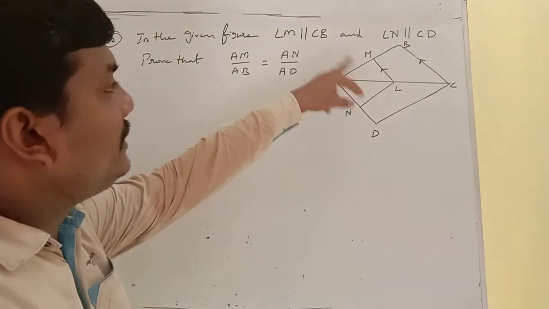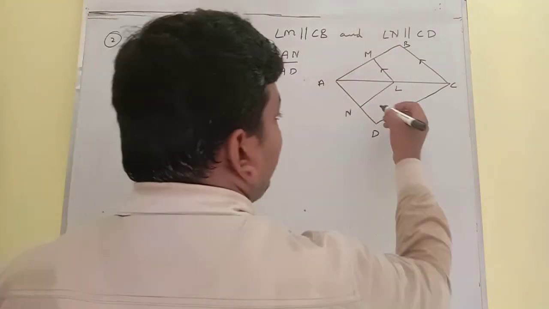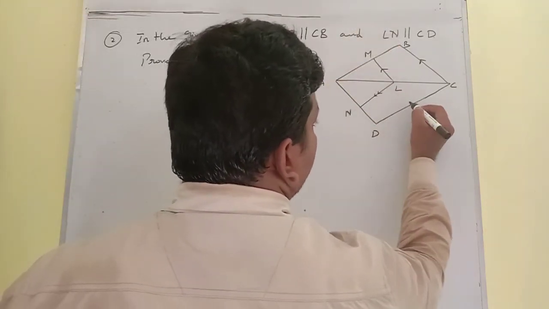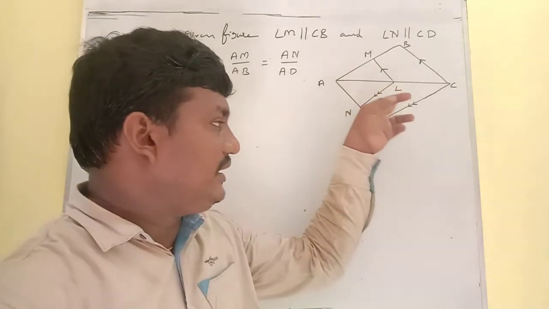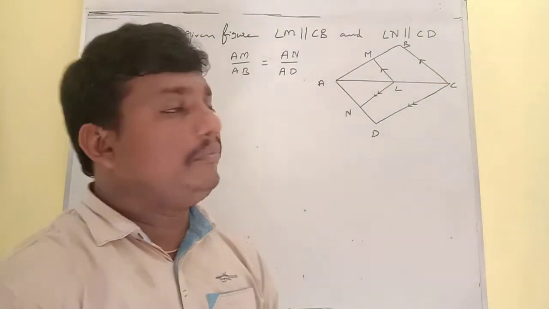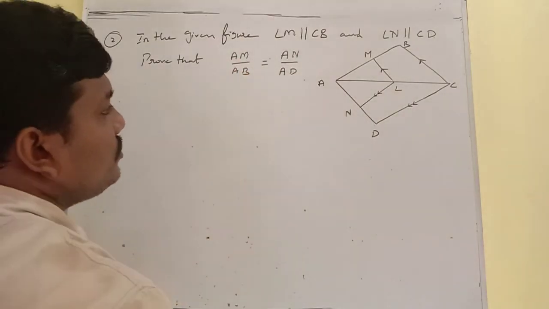So LM is parallel to CB, and LN is parallel to CD. This is with double arrowheads. The double arrowheads are parallel and the single arrowheads are also parallel. Now, what we have to prove is that AM by AB is equal to AN by AD.